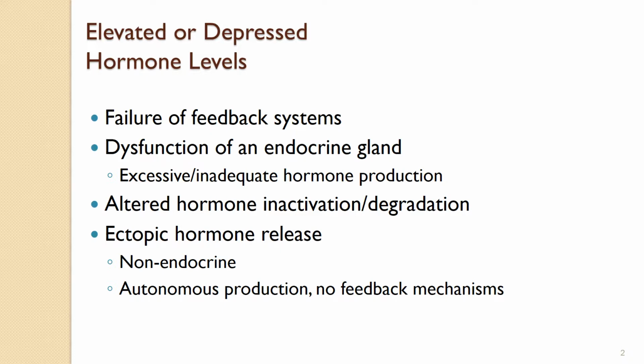Ectopic hormone release can occur from non-endocrine sources, such as autonomous production, where no feedback mechanisms are engaged. For example, if we have a tumor, for some reason it produces the hormone, whether because of its malignant or even non-malignant nature, but because of its uncontrolled production, it will continue producing the hormone without any feedback from the body.